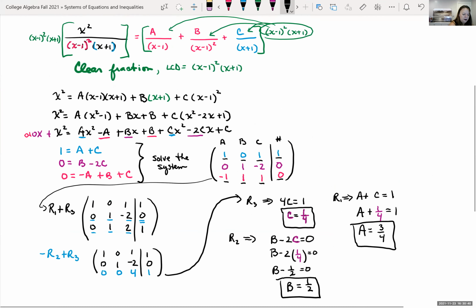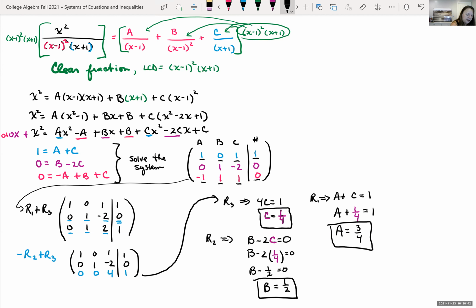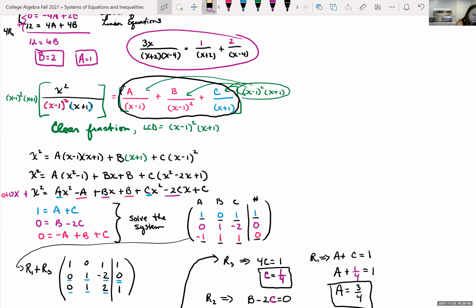Okay, so back here, we now know what A, B, and C are. I don't really want to have a fraction in the numerator over the denominator. I don't want a complex fraction. So when I write this, we can think of this as A all times 1 over x minus 1. So maybe think of it that way. So our A value in our case was 3/4.